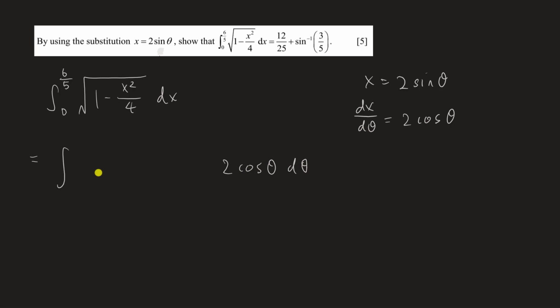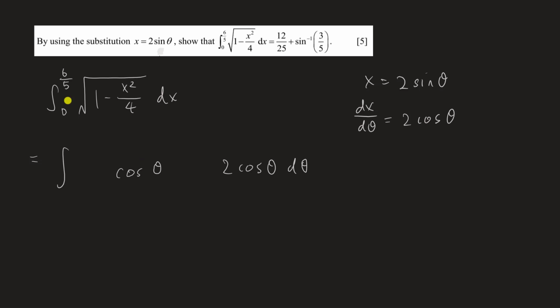What about content? The content would just be 1 minus x squared over 4, which would give you 4 sine square theta over 4. Simplifying this, this is gone. You're just left with this. 1 minus sine square theta is actually cosine square theta. Square root it just gives us cosine theta.